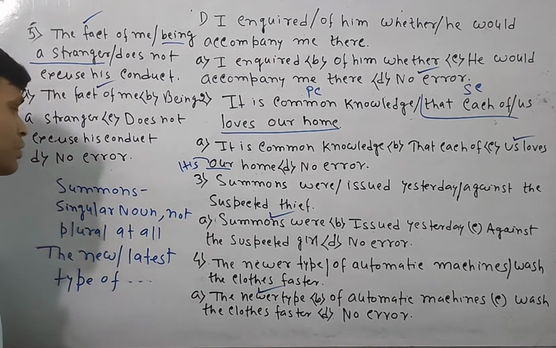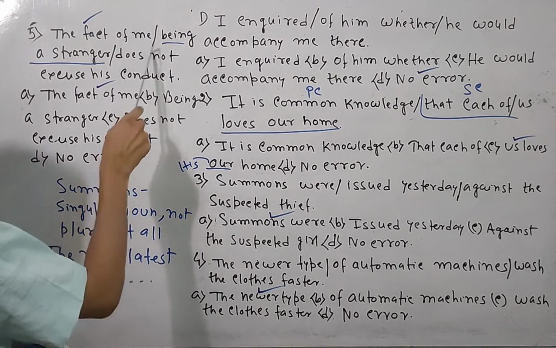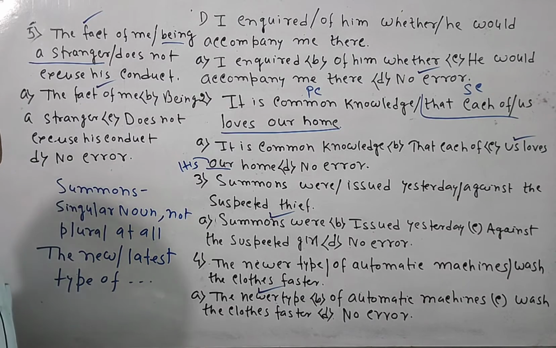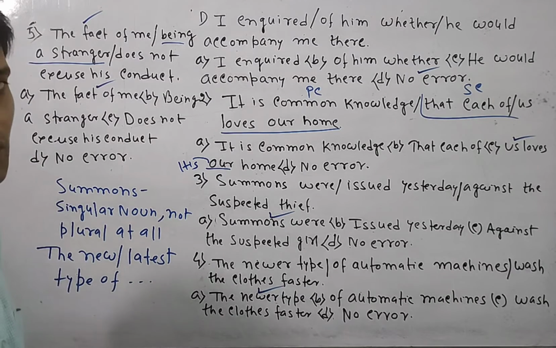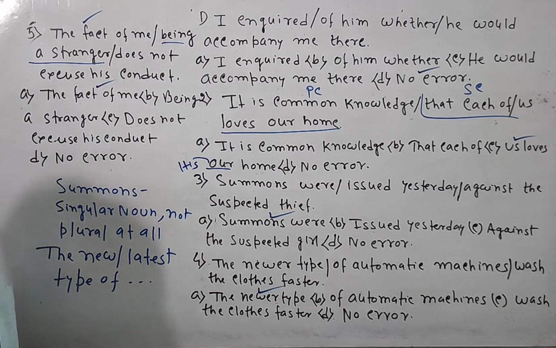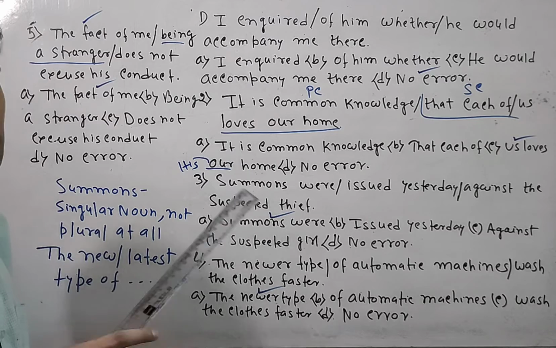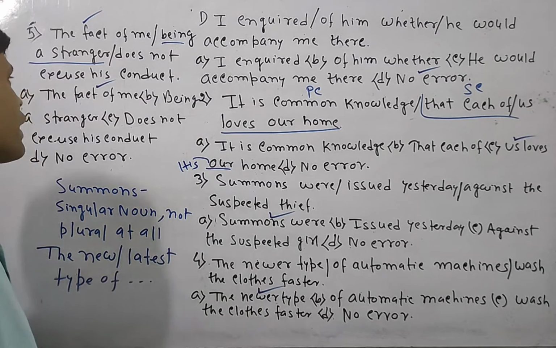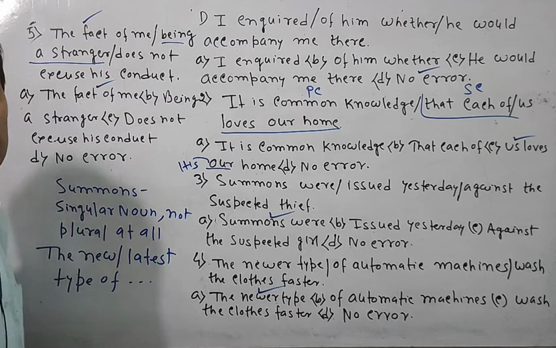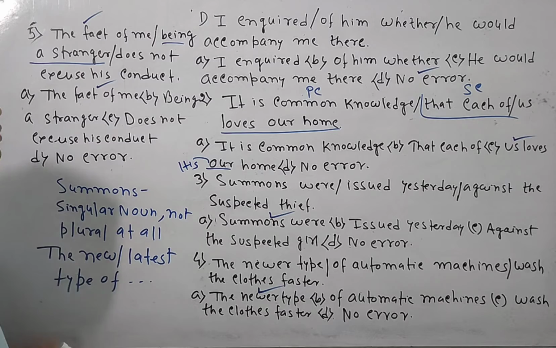Again, if I just look over the last question, the fact of me being a stranger doesn't excuse his conduct. This part must be written in the possessive form of the pronoun I, not like the objective pronoun. So instead of me, my should have been there, my, not like mine. If mine had been there, it should have been called the double possessive pronoun. You need to write the possessive pronoun, not the double possessive pronoun. So the fact of mine being a stranger doesn't excuse his conduct. So this part is having some mistake.